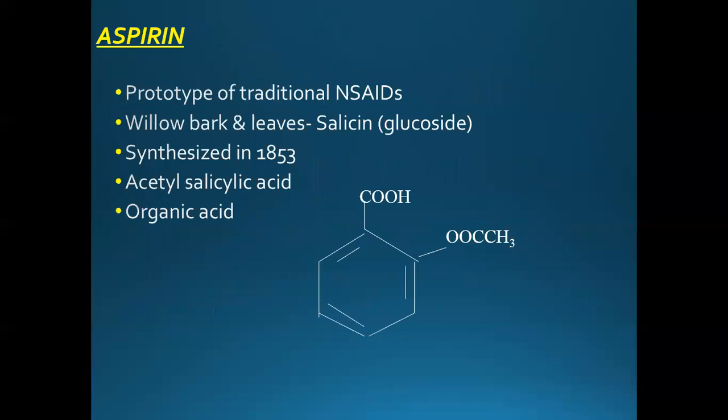Now, aspirin. Aspirin is the prototype of traditional NSAIDs. That means it's a prototype drug, a very commonly used drug. It is derived from willow bark and its leaves. In 1853, it was derived from this willow bark and its leaves in the form of salicin, which is a glucoside.